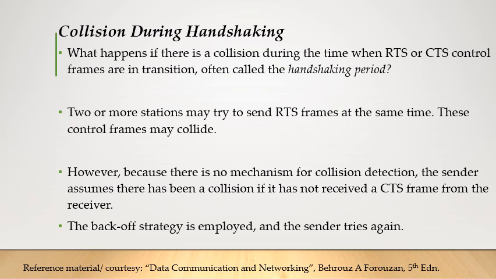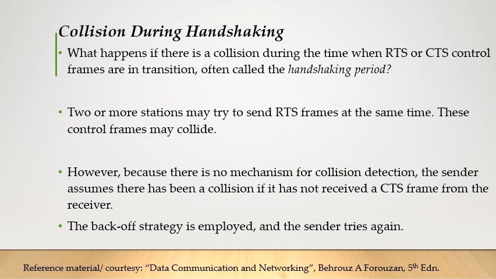This RTS CTS itself is your handshaking actually. Now imagine that during RTS CTS there is a collision. What happens if there is a collision during that handshaking? What is handshaking actually? It's like the source and destination having a sort of understanding, asking each other whether the source can transmit the data to the receiver. If A is trying to send RTS to B, and C is also trying to send RTS to B, so two or more stations are trying to send the RTS frame at the same time, there is a chance that these control frames also may collide. But there is no mechanism here for detecting such collision.